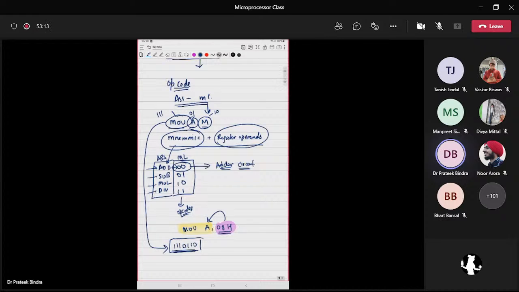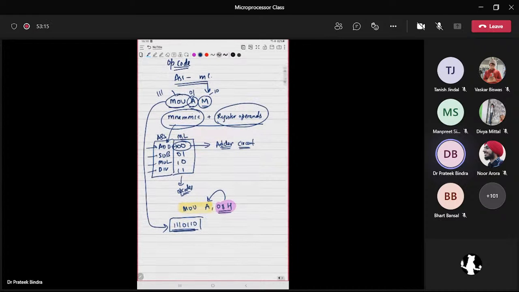But we can't have an opcode for this thing, move A, 08. For move, I can have an opcode 111, and for A, let us suppose 01. That's it. Then the 08 will be seen by the decoder differently. So an opcode, as I told you, will only be there for mnemonics and for registers in your instruction.